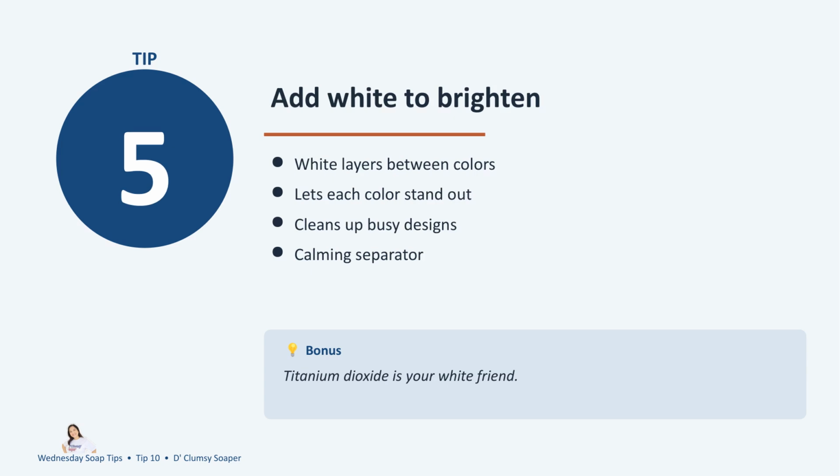Here is something that experienced soap colorists learn after a few batches of muddy, blended together designs. White is not empty space, it is a working tool. Dropping a white layer between your colors acts like a visual breath, letting each hue read clearly on its own. Titanium dioxide gives you that crisp, opaque white in cold process soap, and it is genuinely one of the most hard-working colorants in your kit.